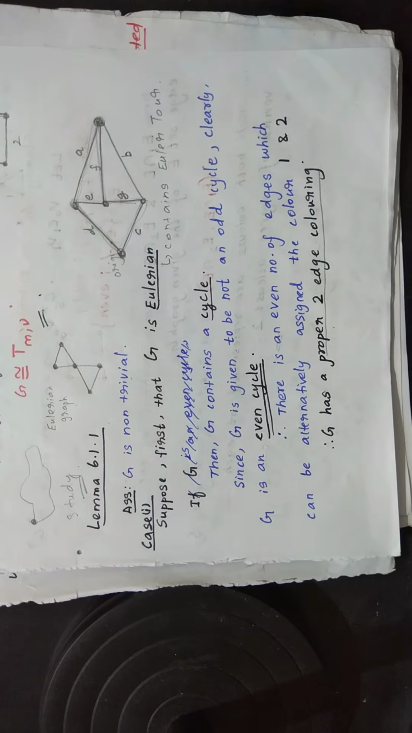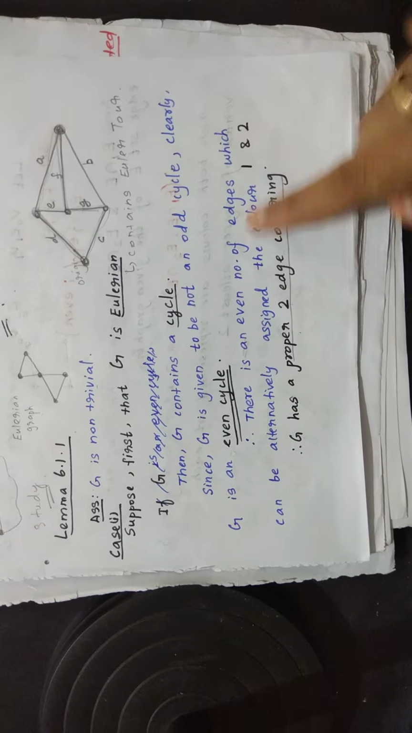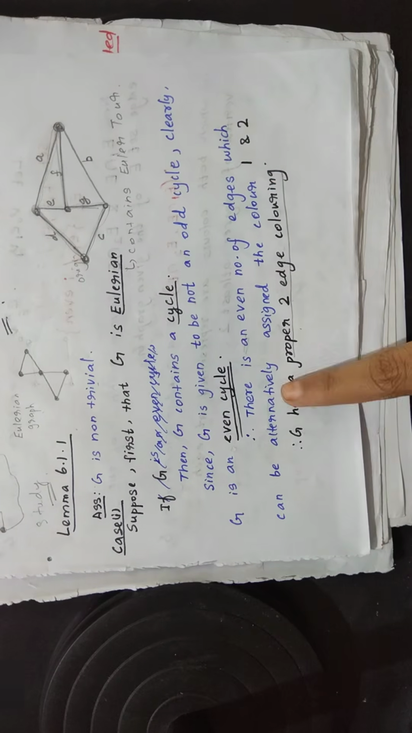If there is no odd cycle, then surely there should be a cycle. If it is not odd, it will be even, right? So that is what you are saying. Therefore, if it is an even cycle, what does it mean? There will be an even number of edges, right? That is what you are writing, which can be alternated.